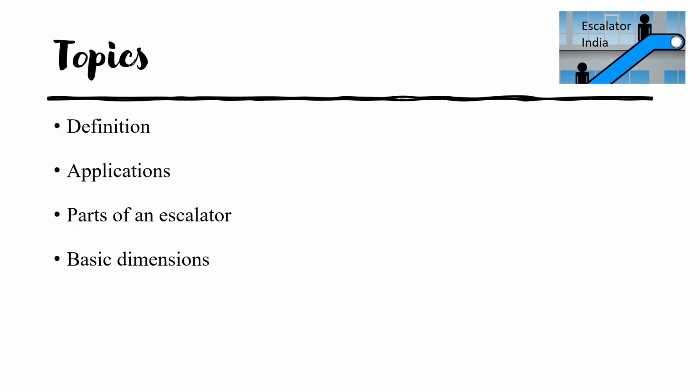So what are the topics we are going to cover here? The topics will be definition, what is meant by escalators and what is meant by travelator. Application, where escalators and travelators are used, which sectors use them. And the main basic parts of the escalators, how many parts there are, and what are the visible parts which we usually see. And if you want to go deeper, we will also discuss the basic dimensions. Four topics we are going to cover in this session.